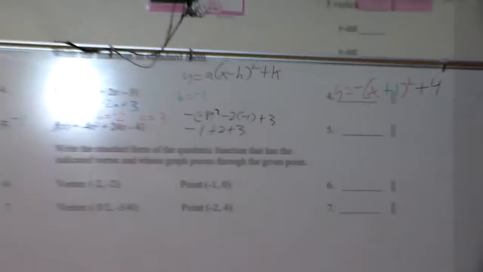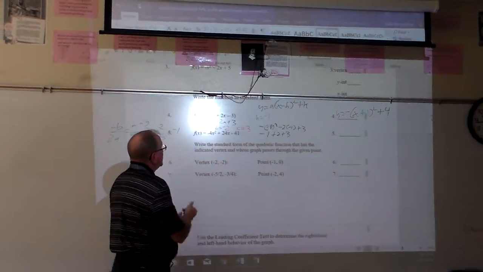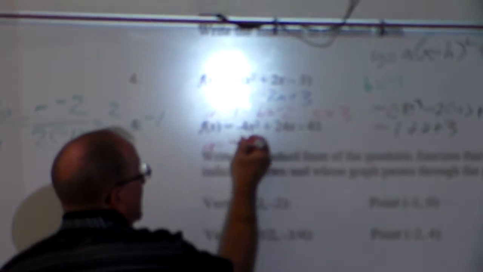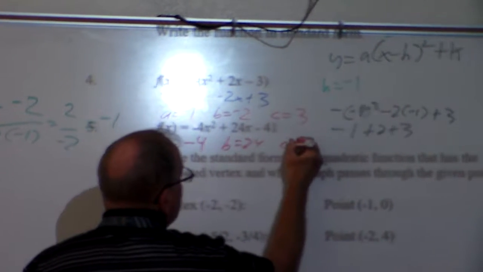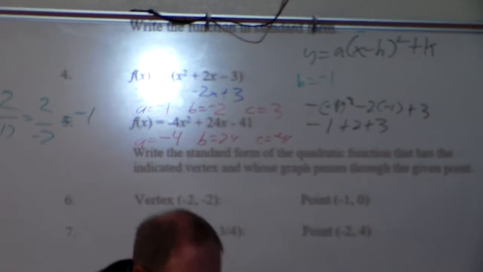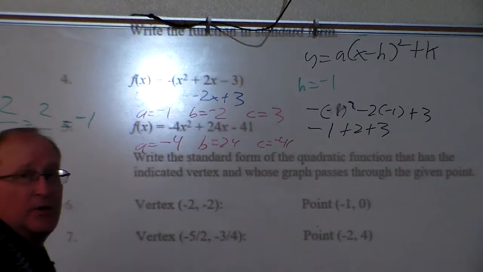So now then, to do number 5, I'm going to do the same thing. But first off, what's a on this one? A is negative 4. What's b? 24. And c is 41. Negative 41 or plus 41? Plus. No, it's negative. It's kind of hard to see sometimes on the board the way they're written out.